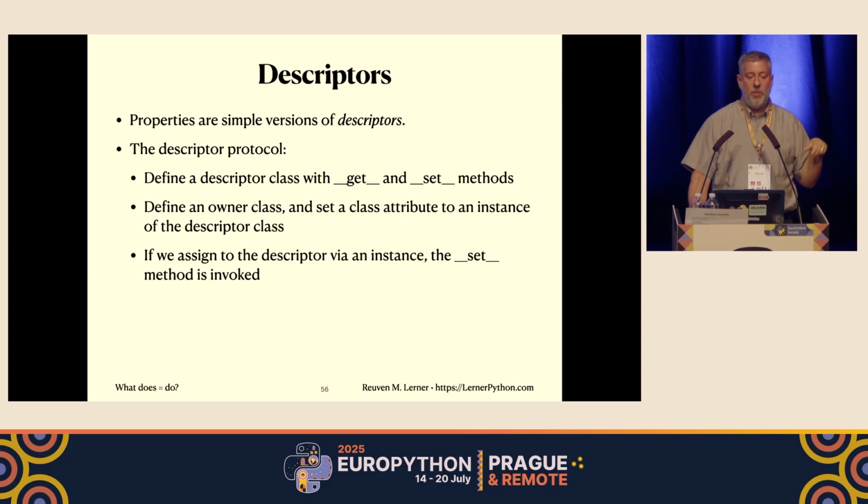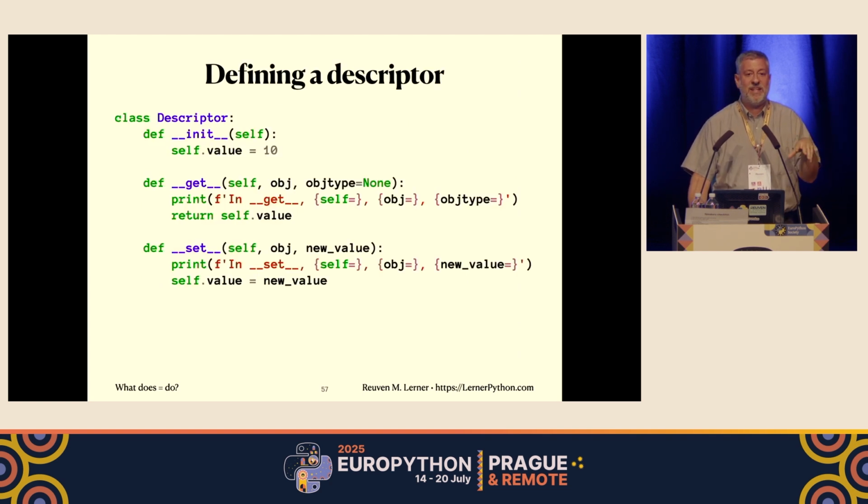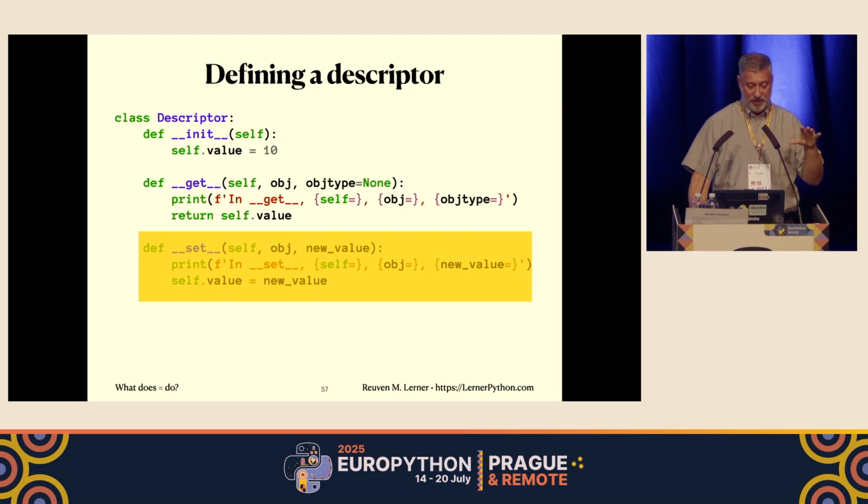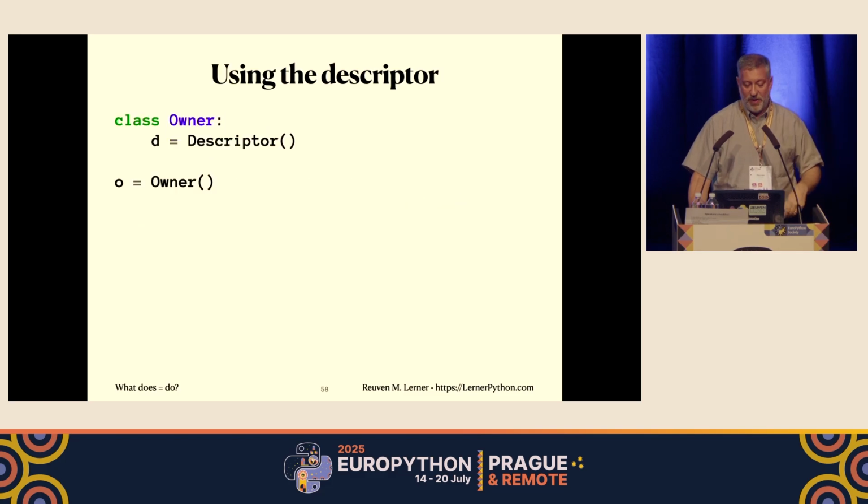OK, that's over there. We define an owner class, and that has a class attribute that's an instance of the descriptor. And if we then assign to the descriptor via an instance, again, it's a class attribute, we're accessing it and setting it via the instance, then the __set__ method is invoked. So, for example, here's my descriptor class, which basically does what my property did. Here it's just going to print things, right? So my descriptor has a value, it has a __get__, it has a __set__, and this is what will be invoked, including the printing, when we set via an instance on that. So I say here, very simply, class Owner: d equals Descriptor. So d is an instance of Descriptor. And I say o equals Owner, right?